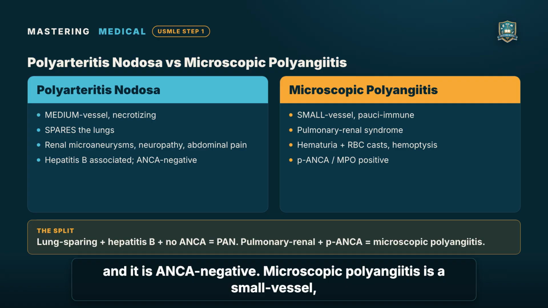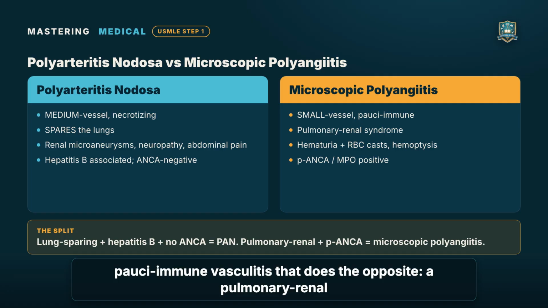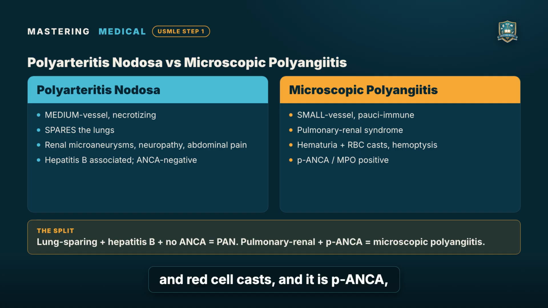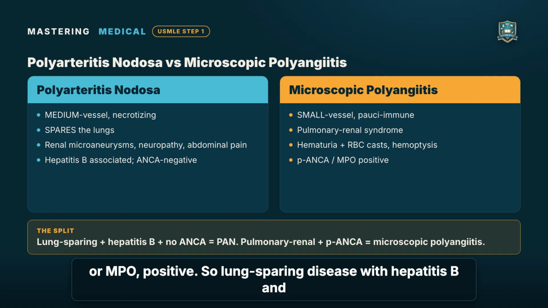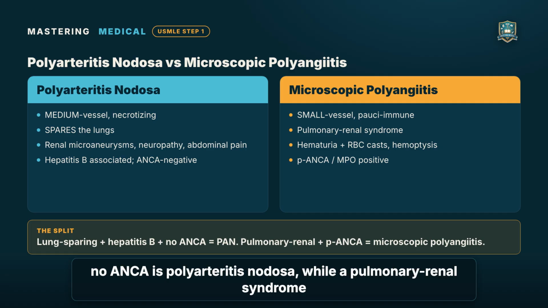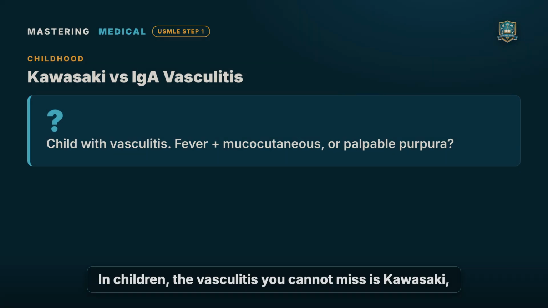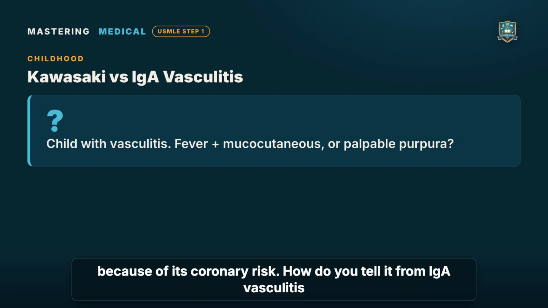Microscopic polyangiitis is a small vessel immune vasculitis that does the opposite: a pulmonary renal syndrome with hemoptysis, and a glomerulonephritis showing hematuria and red cell casts, and it is p-ANCA or MPO positive. So lung-sparing disease with hepatitis B and no ANCA is polyarteritis nodosa, while a pulmonary renal syndrome with p-ANCA is microscopic polyangiitis. In children, the vasculitis you cannot miss is Kawasaki because of its coronary risk.